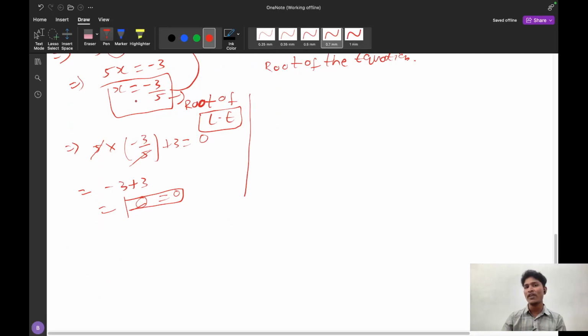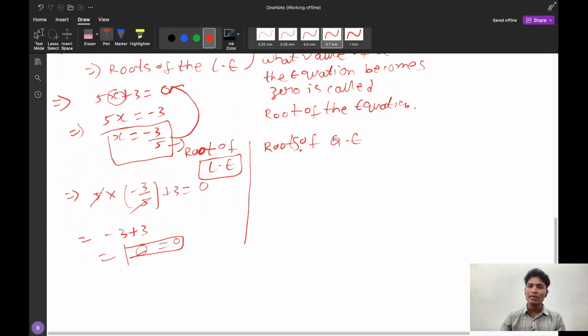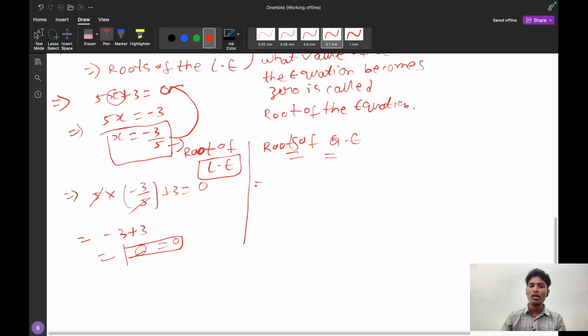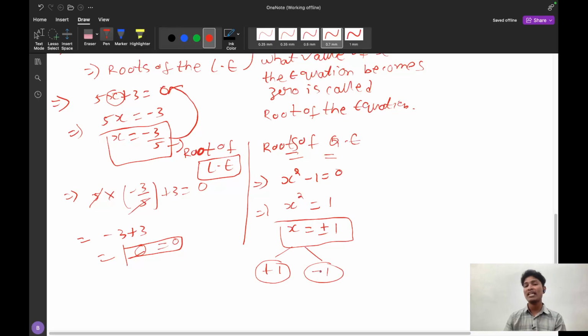Here you find out the value of x. In a quadratic equation, it is not a root, it is roots, and one more thing I want to make clear. Suppose I am taking the example x square minus 1 equal to 0. X square equal to 1, x equal to plus or minus 1. So here we got plus 1 as one answer and minus 1 as another answer for this equation.